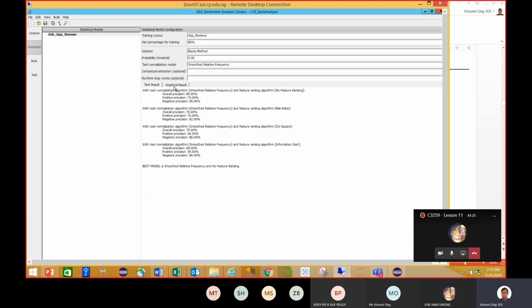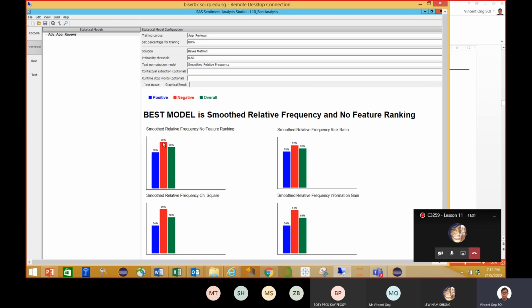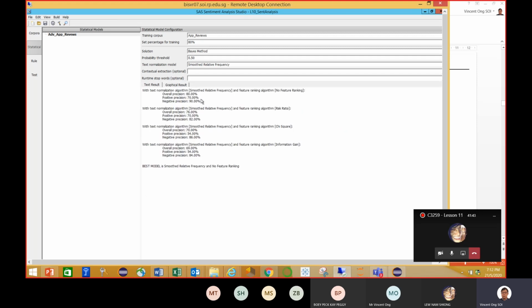Okay, so this is the test result they give to me, right? You can see that this is in graphical form. The blue one is the positive, negative is, and so on, right? So what it means here is that this one is the same thing, right? This one is the same thing.